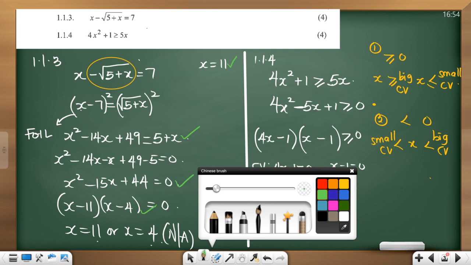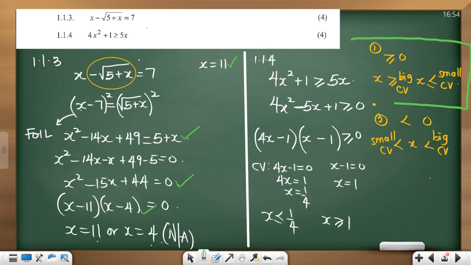Where's my highlighter? I hope it makes sense, guys. When it is greater than 0, check. It will be greater than the big critical value and smaller than the small critical value. If it is less than 0, then it is between: my small critical value on the left, my big critical value on the right. I hope it's okay, everyone.